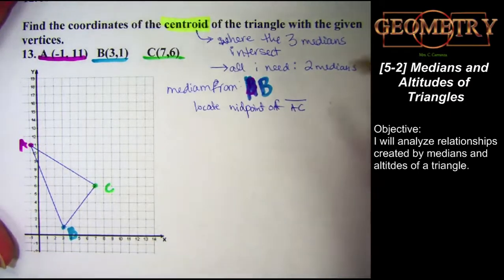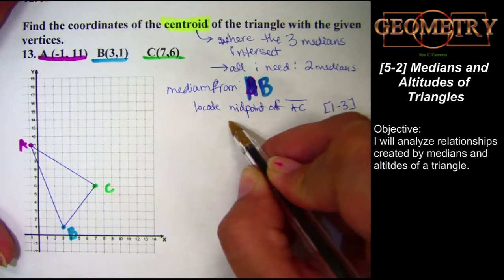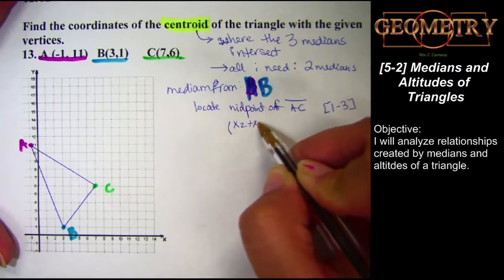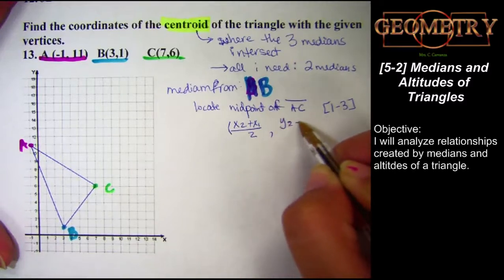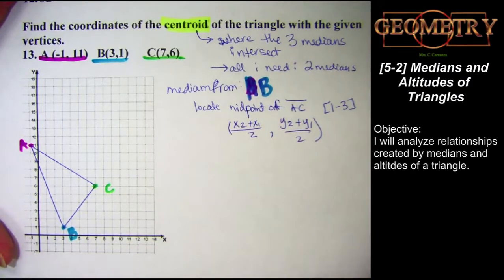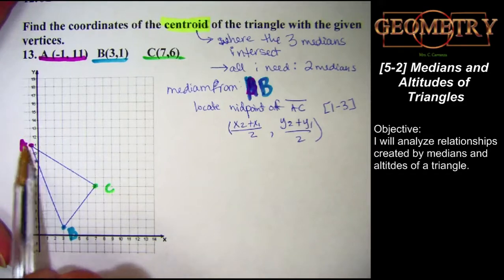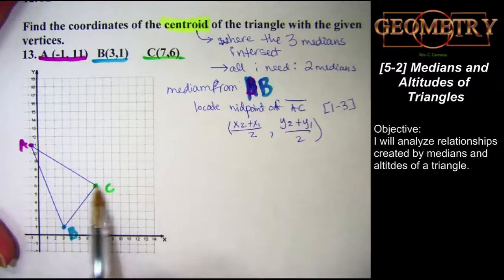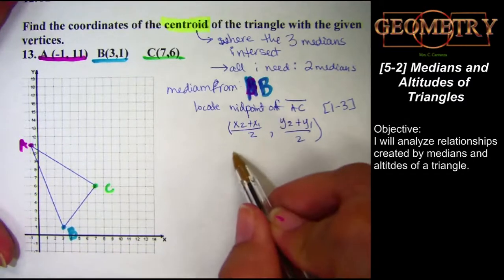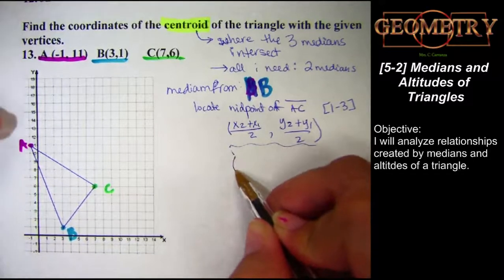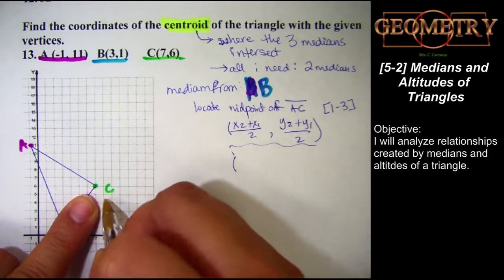Think back. When we did section 1.3 about midpoints, we had the midpoint formula. Do you remember what that was? Thinking through, flipping back notes. x2 plus, yep, x2 plus x1, you're right, comma, y2 plus y1, each divided by 2. x1, y1, x2, y2. That's what I'm going to do.